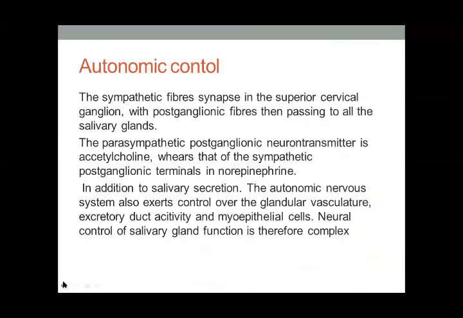Now, salivary gland morphology and their types. The next lecture is the saliva.